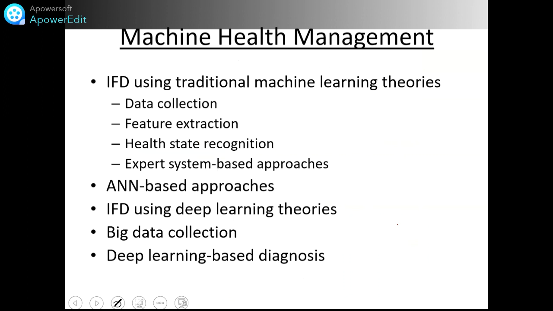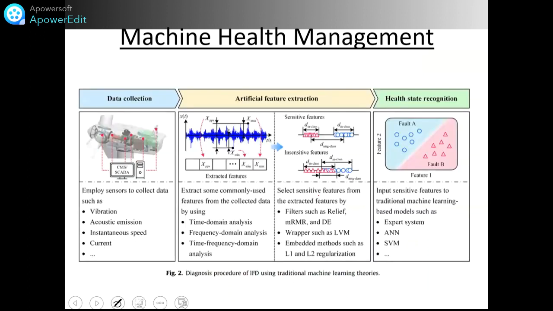Okay, so these things I think we have already discussed in detail: data collection, feature extraction, expert system based approaches. Here these are just the phases of how we are collecting the data with the help of different sensors from the engine of any vehicle or machines. Then how we are extracting the features, categorizing them into, say, sensitive and insensitive features, based on the requirement, and at the last we are doing the classification.